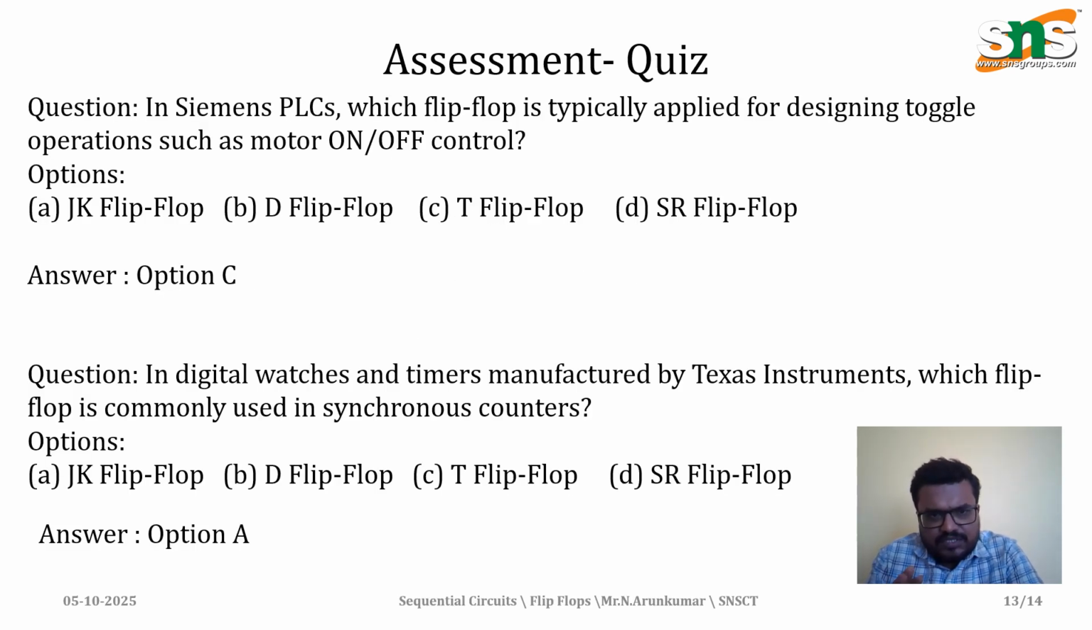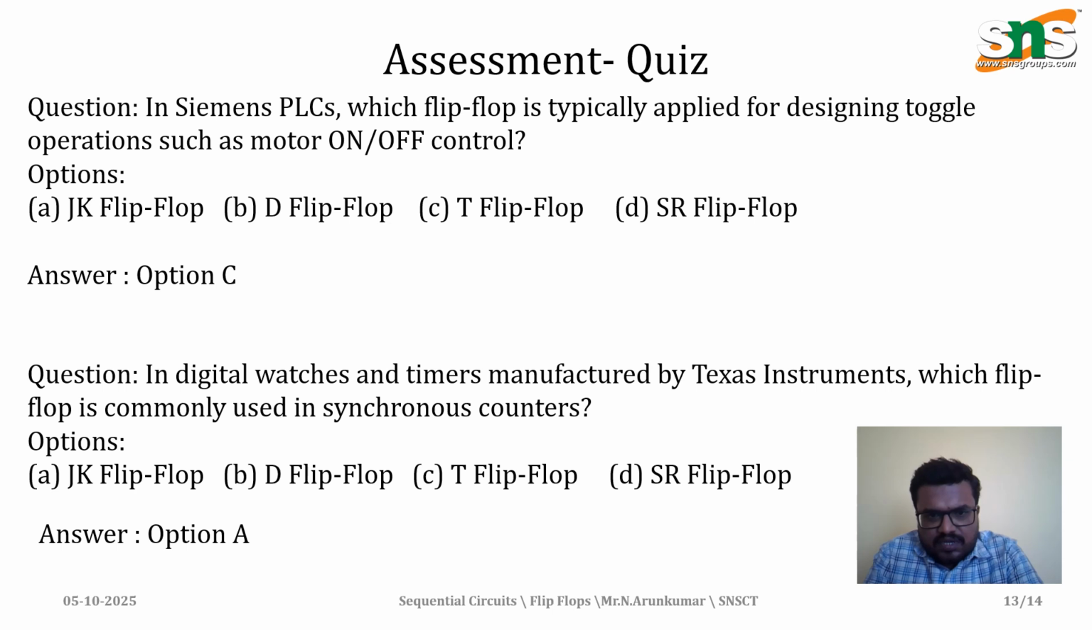Assessment. In Siemens PLCs, which flip-flop is typically applied for designing a toggle operation, such as motor on or off control? The answer is C, T flip-flop, because it performs a toggle operation, on or off condition. So either 0 or 1, we can use this T type of flip-flop.